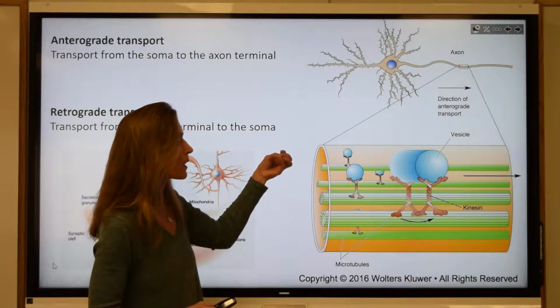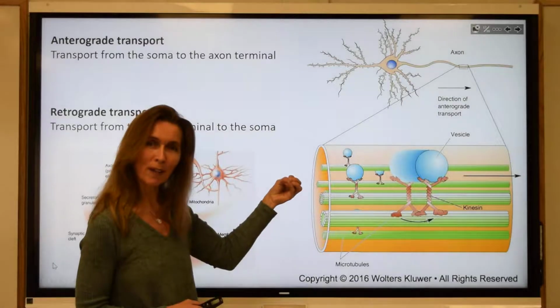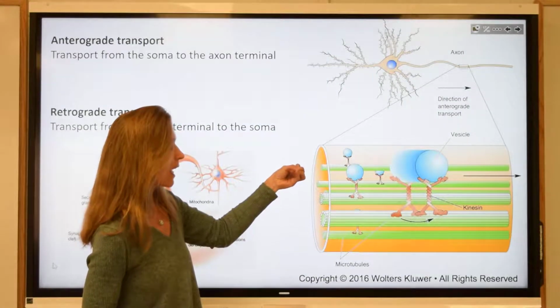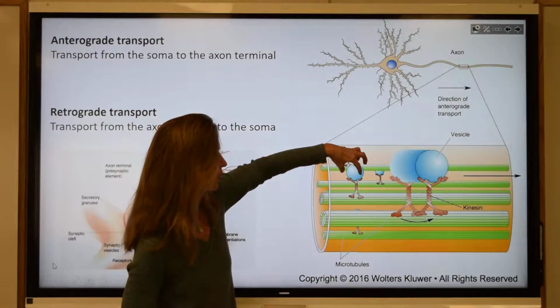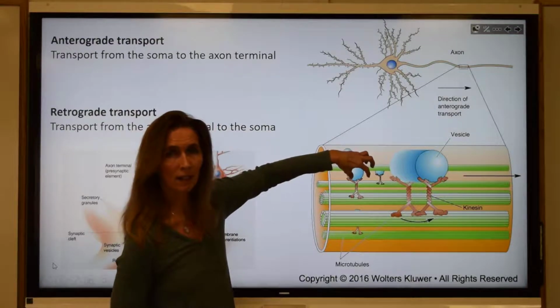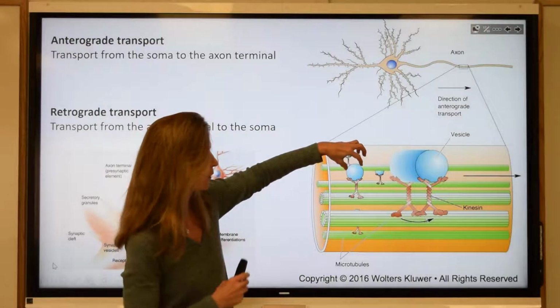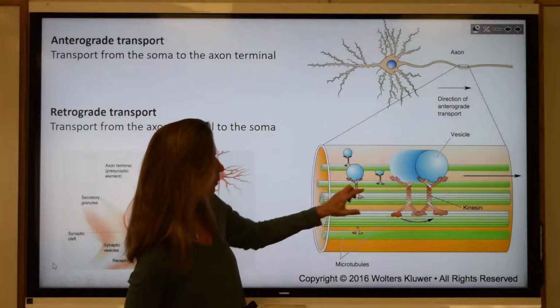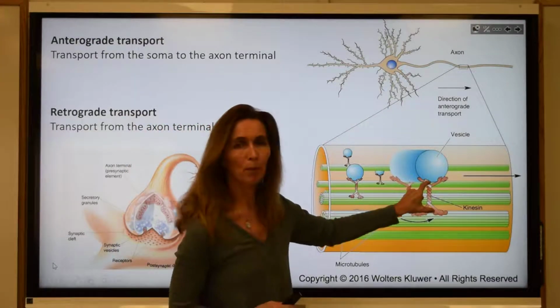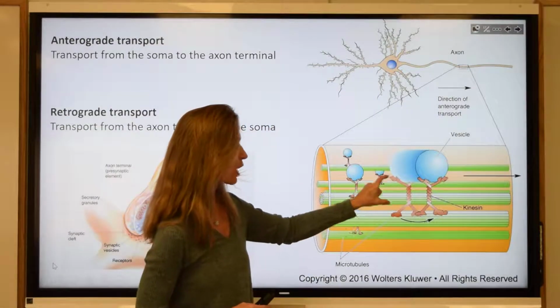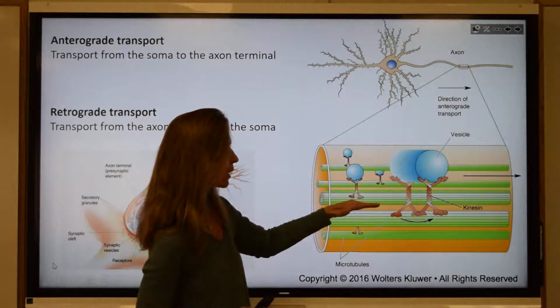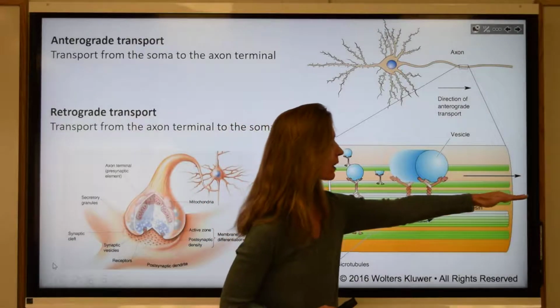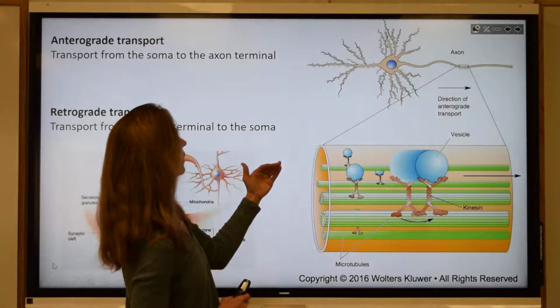So the microtubules are basically highways within the neurites, along which those proteins that are packaged in vesicles in the Golgi apparatus, and we'll come back to this in a few slides. And then those packages are, with the help of particular proteins that attach to those microtubules, transported either in one direction or in the other direction.